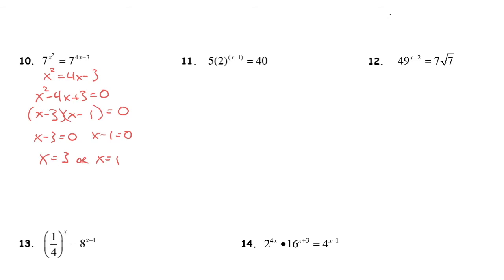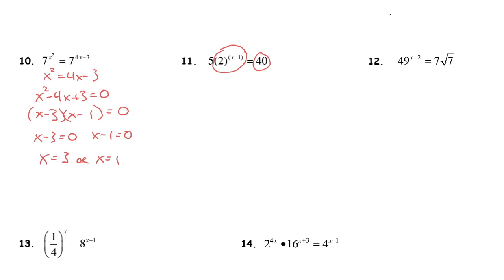Okay, here we go. Now, this is an interesting question. Because when I look at that, I've got 5 times 2 to the x minus 1. And I want you to see that this here is a unit. That x minus 1 is an exponent. The base is just the 2, not the 5. 5 has nothing to do with it. And 40.